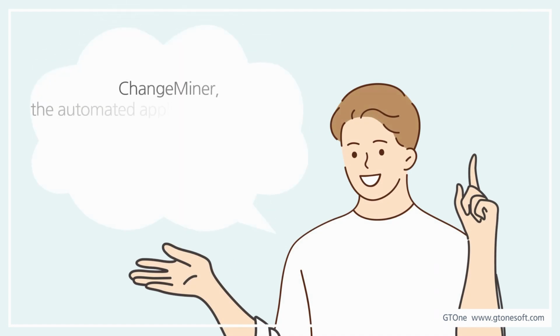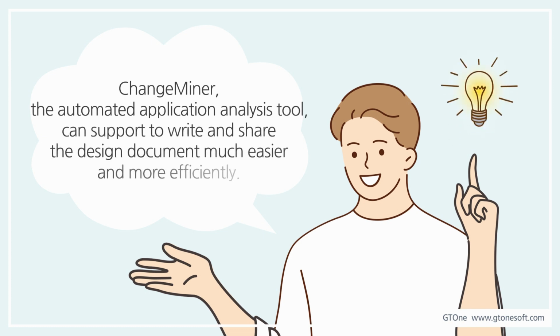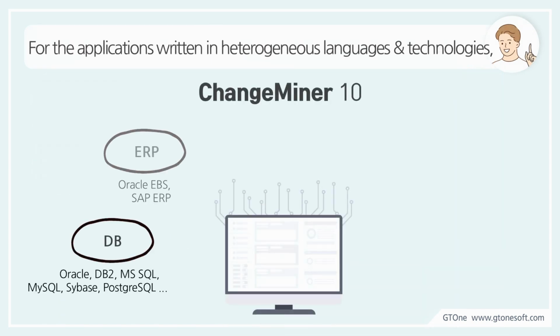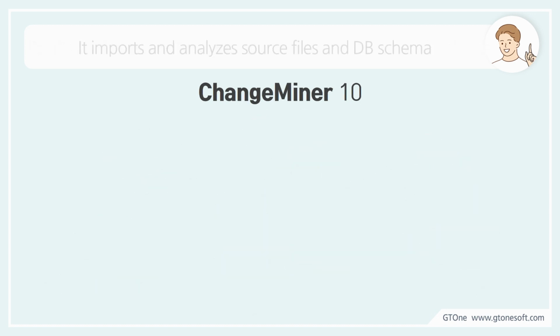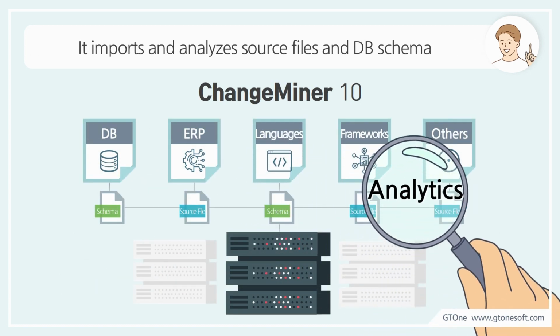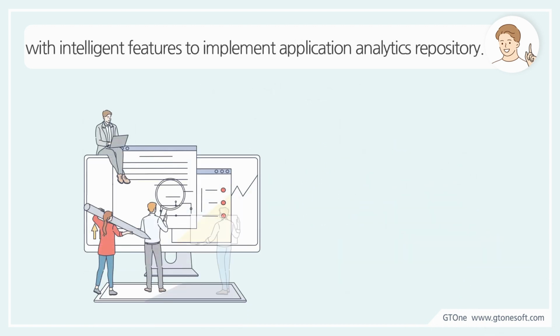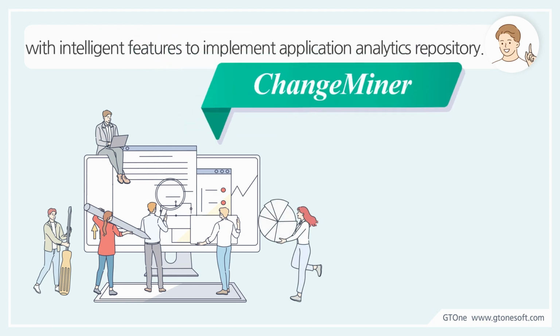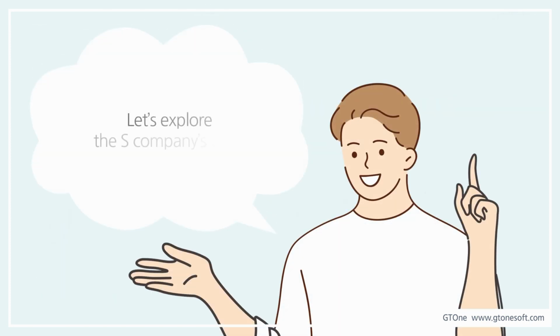ChangeMiner, the automated application analysis tool, can support writing and sharing the design document much more easily and efficiently. For applications written in heterogeneous languages and technologies, it imports and analyzes source files and DB schema with intelligent features to implement an application analytics repository. Let's explore S company's case.